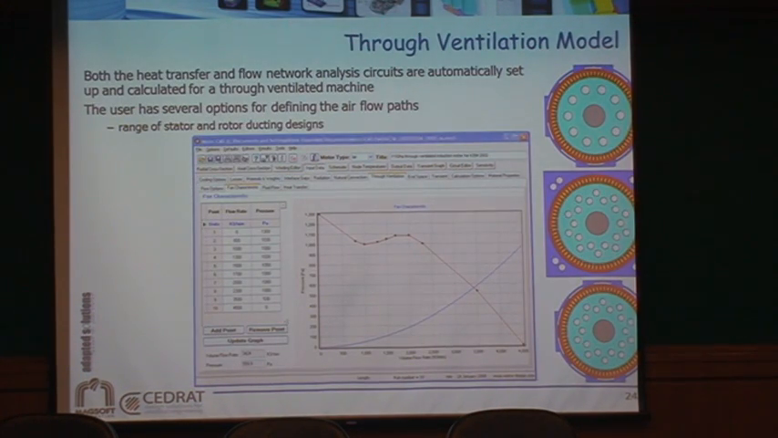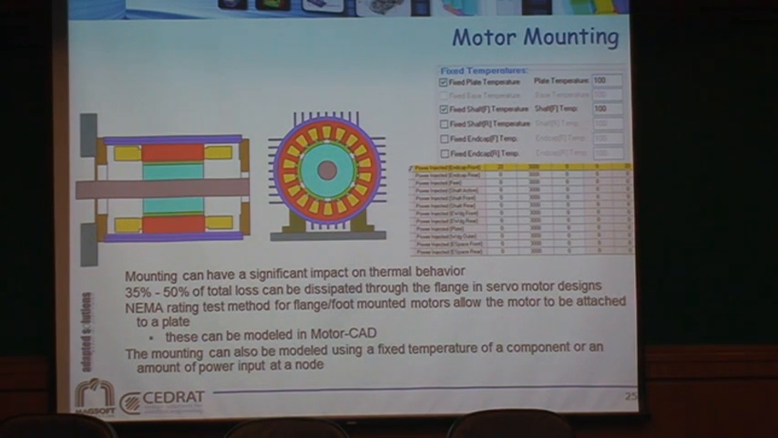Through ventilation model, so different types of through ventilation, and then you can set the fan characteristic. So it's going to adjust all of this for the cooling and stuff like this. Motor mounting, of course, if it's mounted on a foot or on a flange, this is a heatsink, same idea. So you have to actually set all of those things.